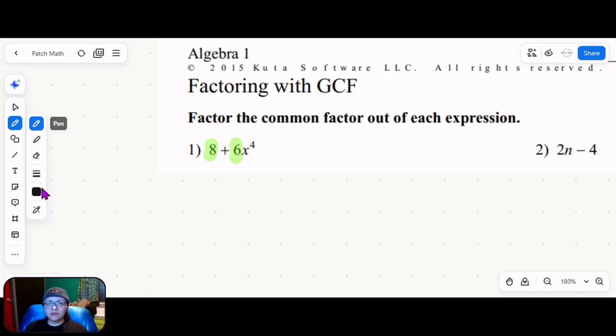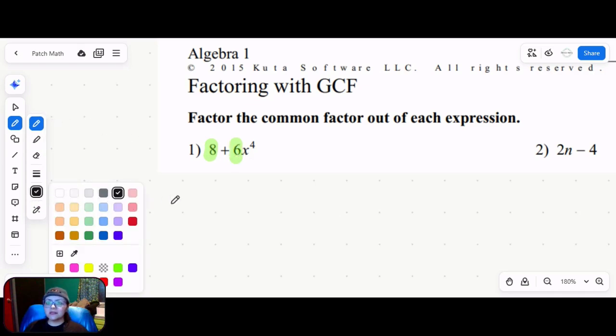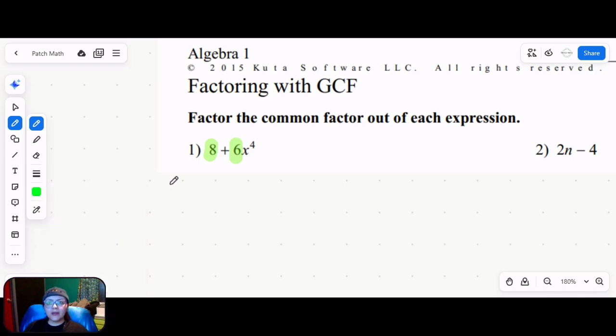The greatest common factor of 8 and 6 is 2. So we're going to write that GCF out front, 2. And then we're going to divide that factor, because a factor is just a multiplied part, by 2 to find out 2 times what equals 8 and 2 times what equals 6.